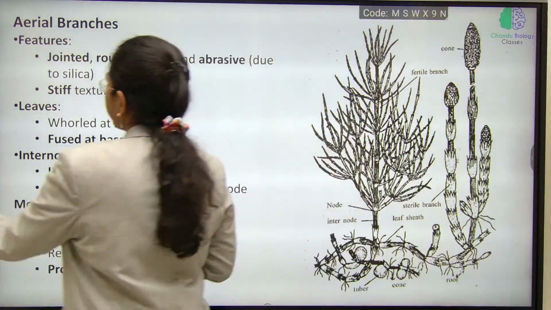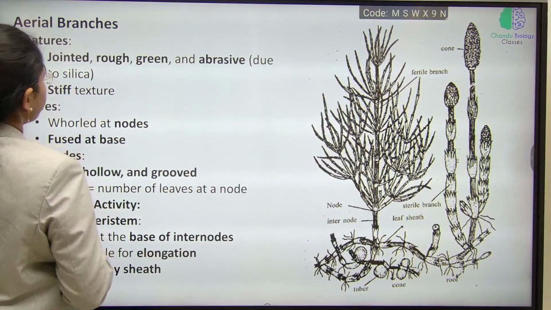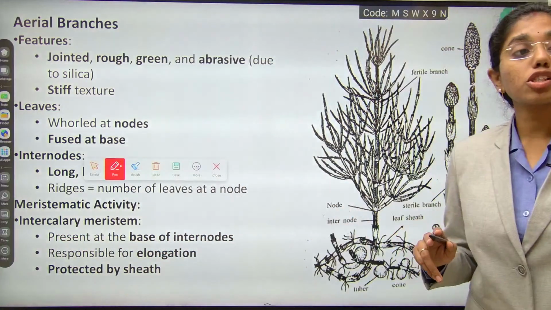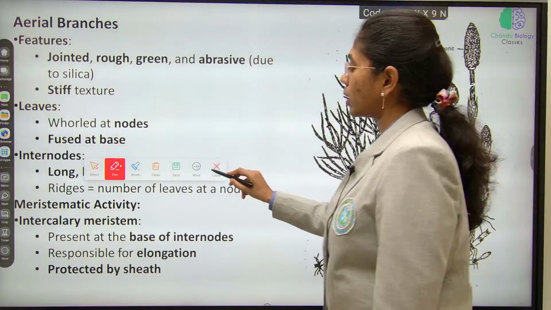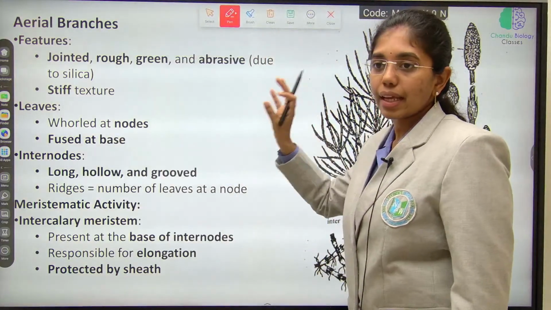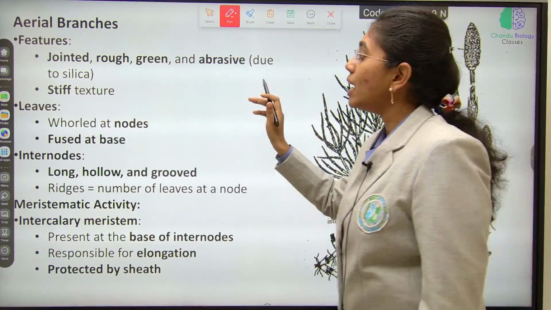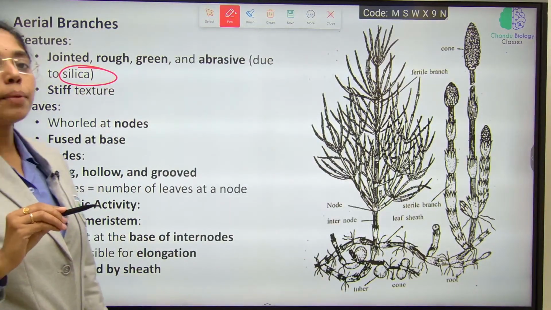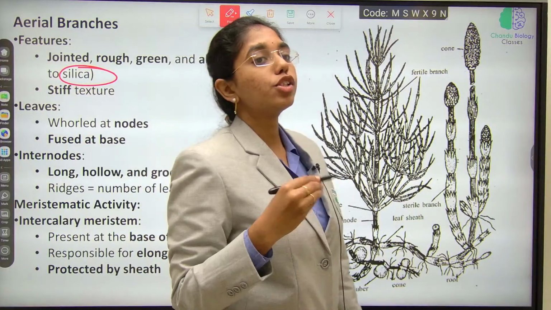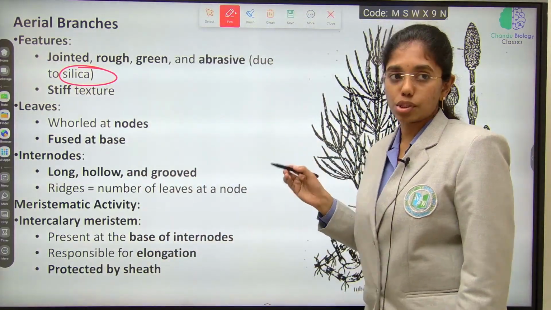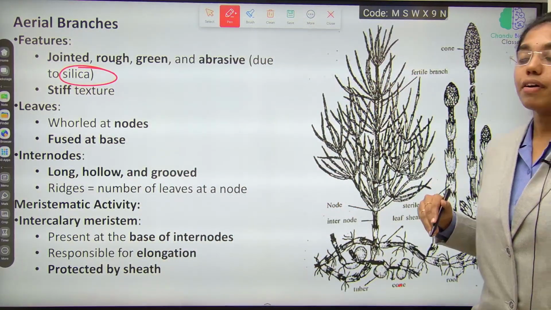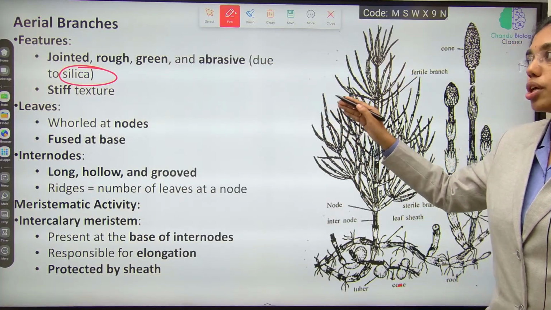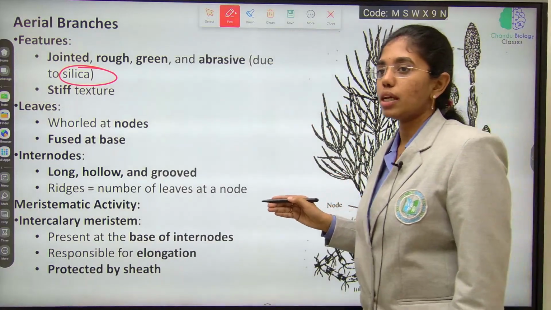Aerial branches can be jointed, rough, green and abrasive. Abrasive because of silica depositions. Important: Equisetum aerial branches or stems will have silica depositions. That is why, if you look into the economic importance of Equisetum, this is used in sculpting, because of silica depositions, and its stiff texture is because of the silica deposition itself.